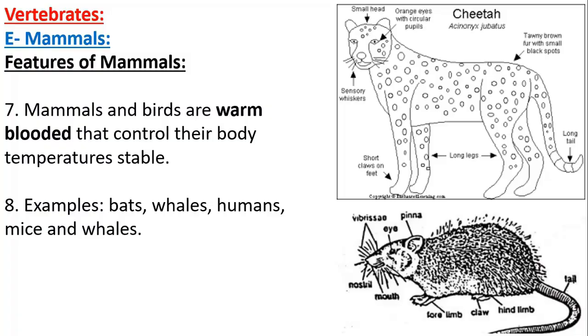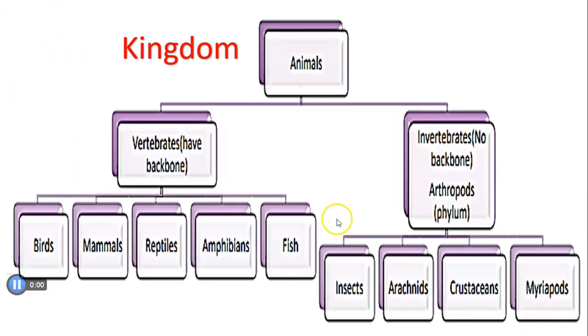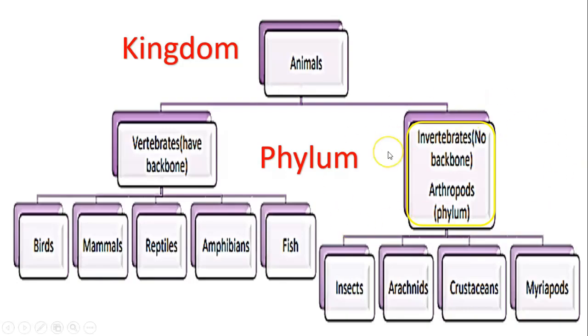Examples of mammals like what? Like bats, whales, humans, mice. All of these are examples of mammals. While we are still in the same kingdom, kingdom Animalia or animals, we will move to the other phylum. So the first phylum was the animals that had a backbone, the vertebrates. But now we will be looking at invertebrates, animals without a backbone.